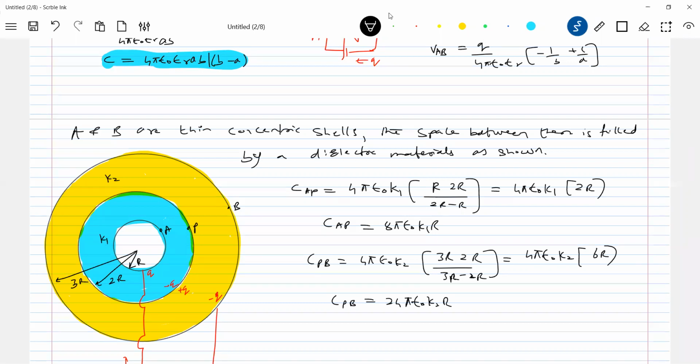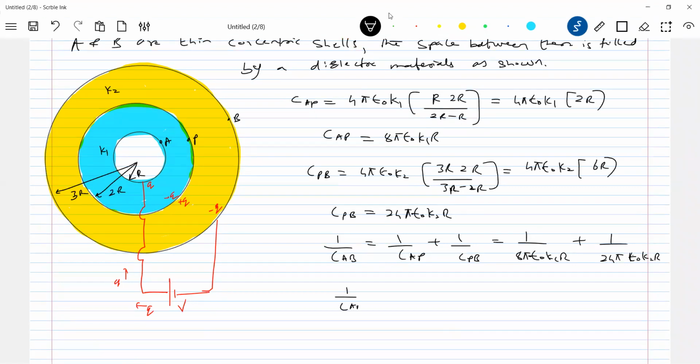How is the effective capacitance CAB? 1 by CAB equals 1 by CAP plus 1 by CPB. Substituting this, here also, what all we did for parallel plate, the similar method. 8 pi epsilon naught R, 1 by K1 plus 3K2. So CAB will be equal to 24 pi epsilon naught R K1 K2 by 3K2 plus K1.